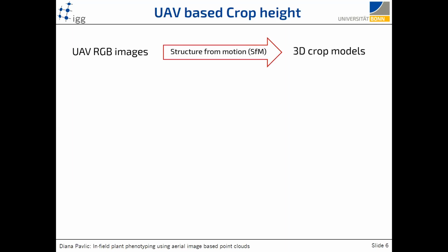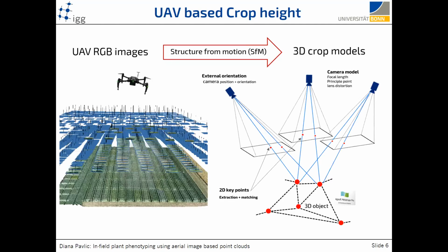Can we use UAV RGB images and structure from motion algorithms to create multi-temporal 3D crop models, which can be used to estimate crop height? Here on the left side, you can see how the drone captures 2D images over the field and how the structure from motion algorithm uses the same points on the different images to reconstruct from 2D to 3D.